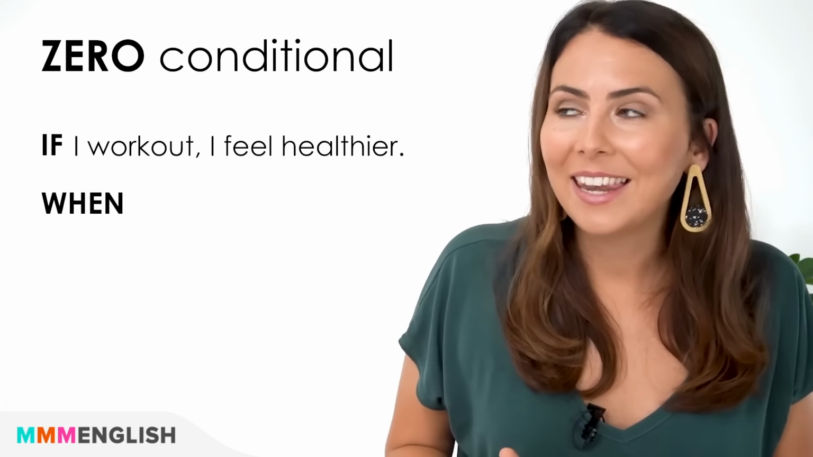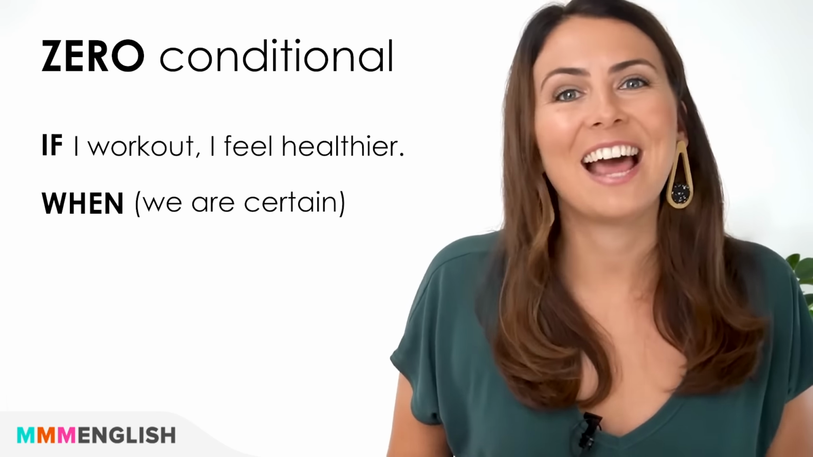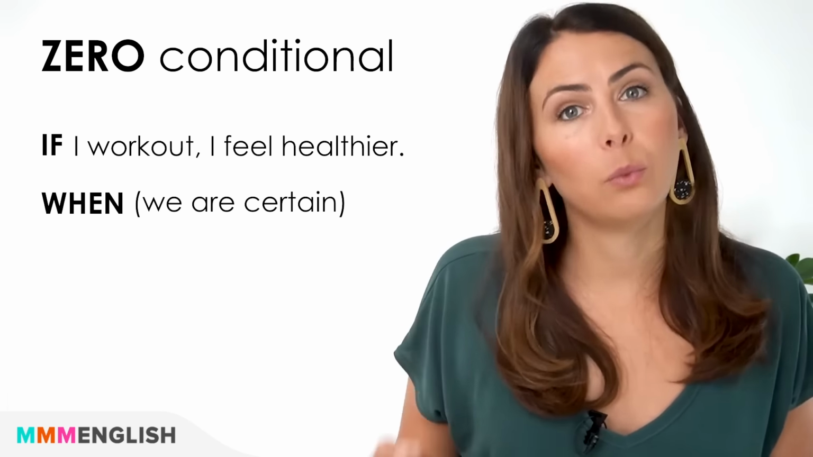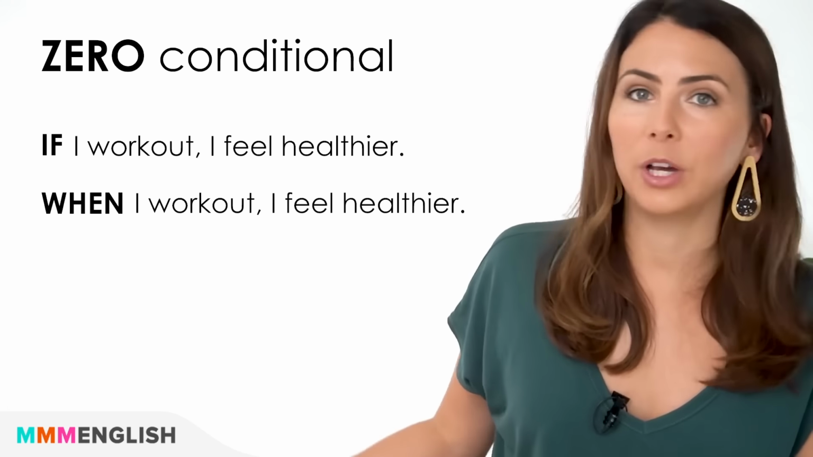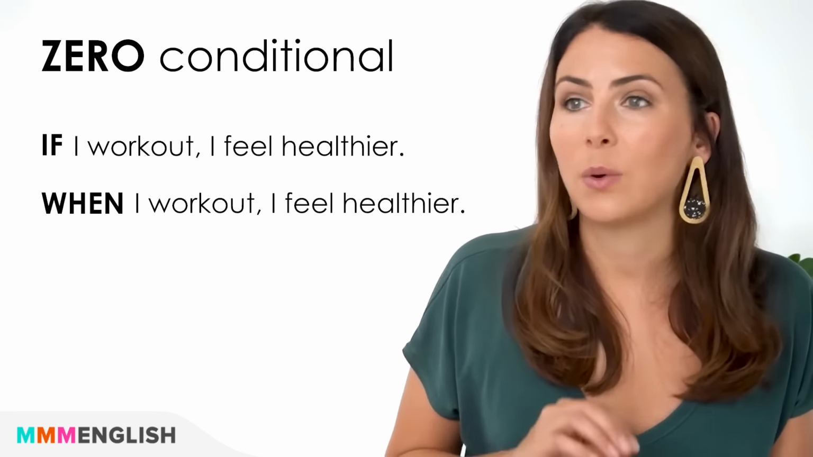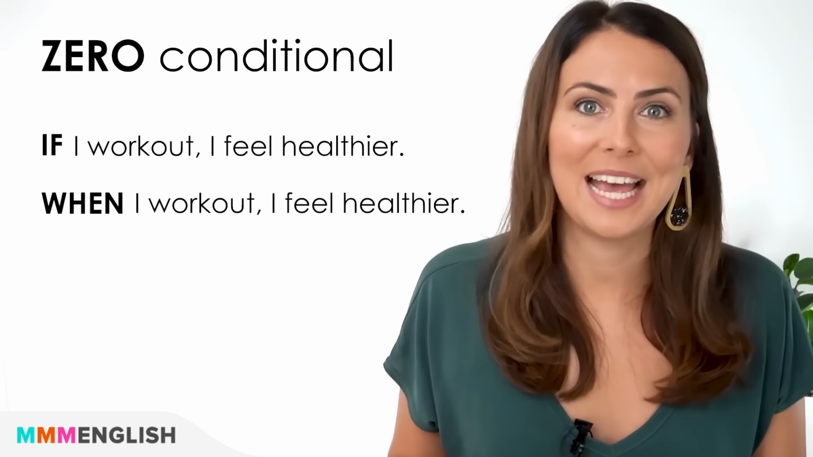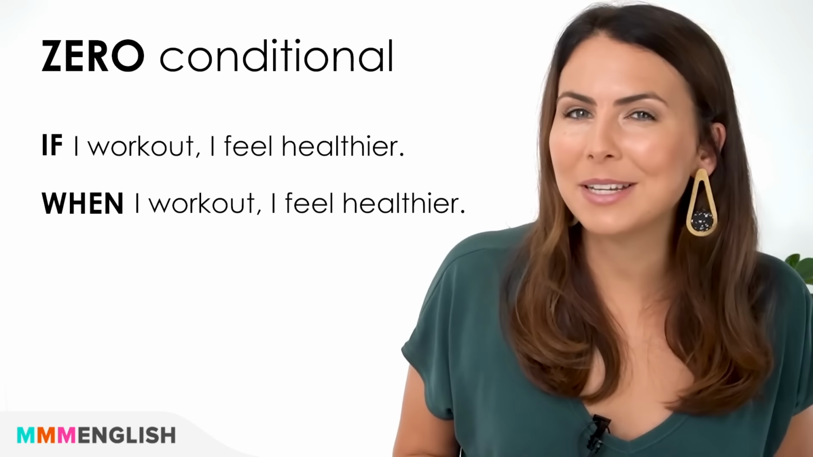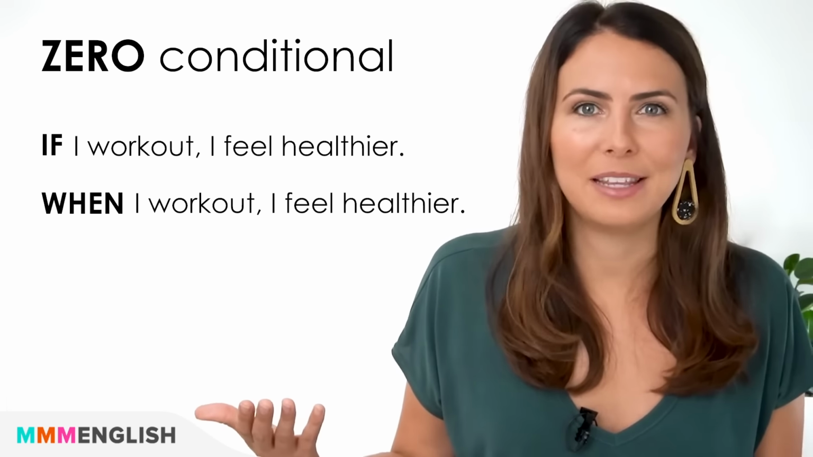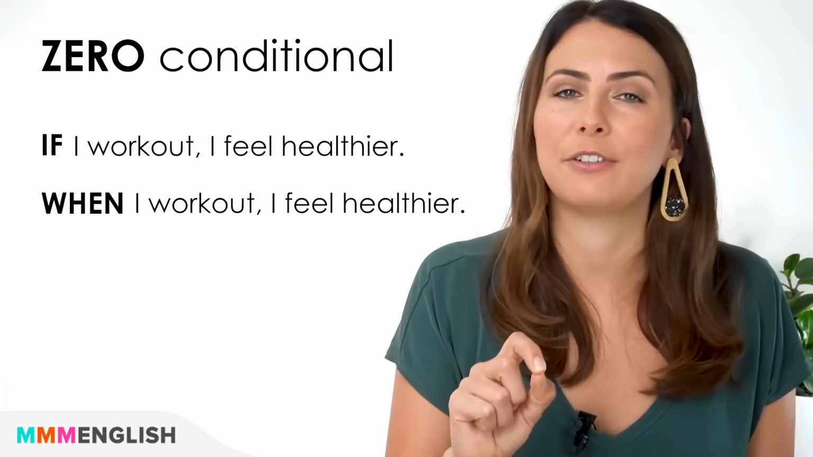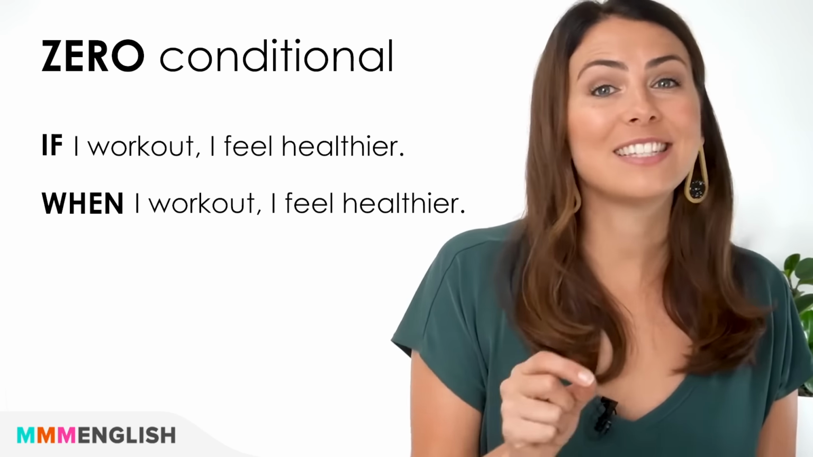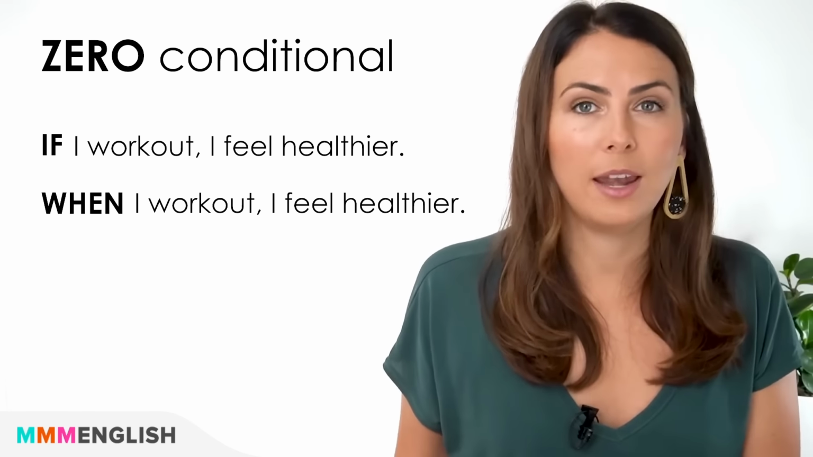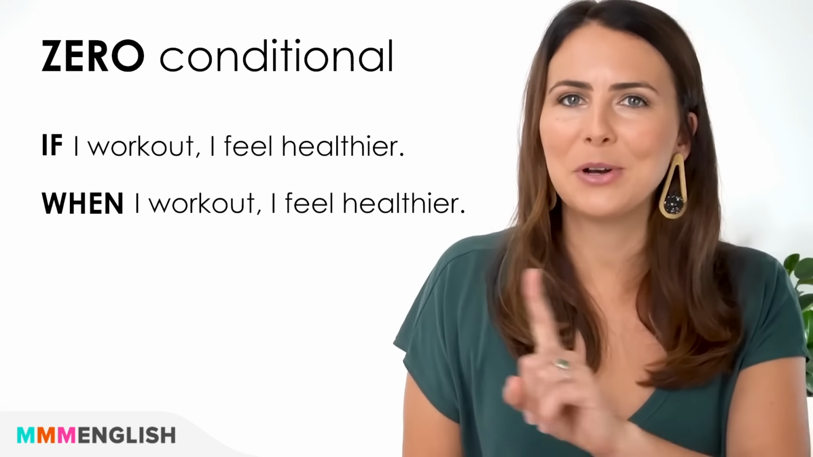We use when we know for sure that that action is going to happen. We might not know exactly when it's going to happen, but we know that it will, okay? When I work out, I feel healthier. So I've removed the possibility that it's not going to happen. There's no question about it. I will work out. The specific time doesn't matter. We just know that it's going to happen in the future. So it's a subtle difference. Very, very subtle. And the same difference actually applies in the first conditional. We can use if or when as well in the first conditional, but we'll get to that.